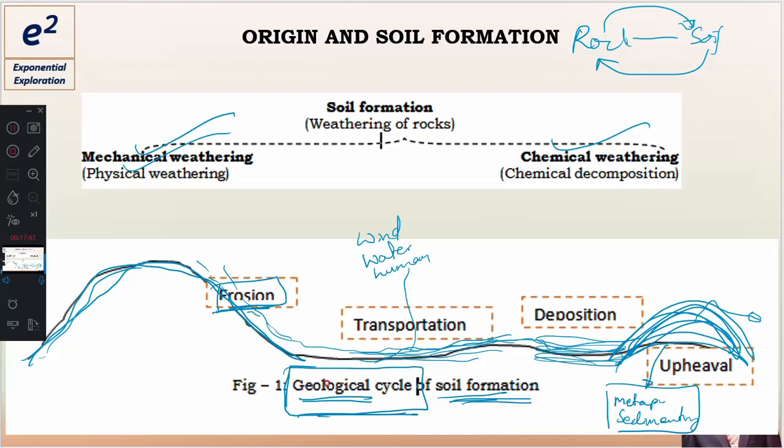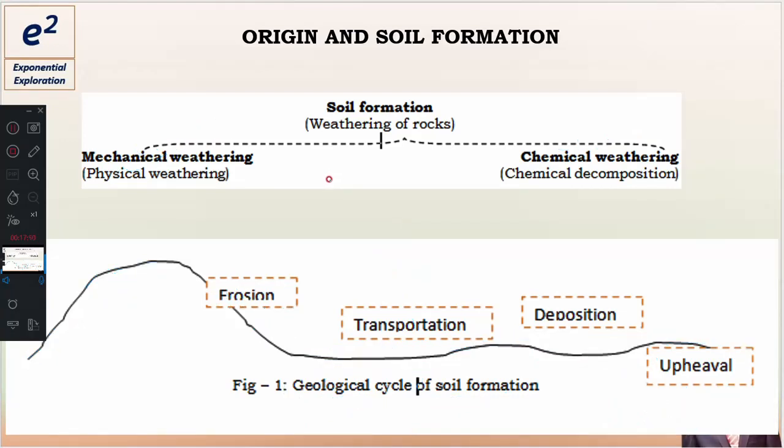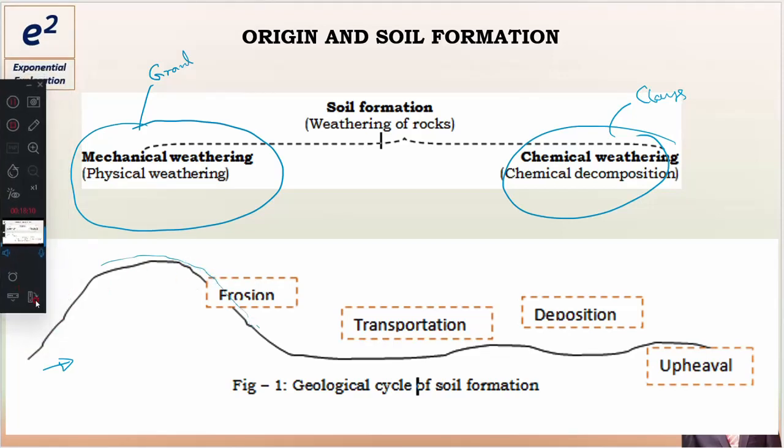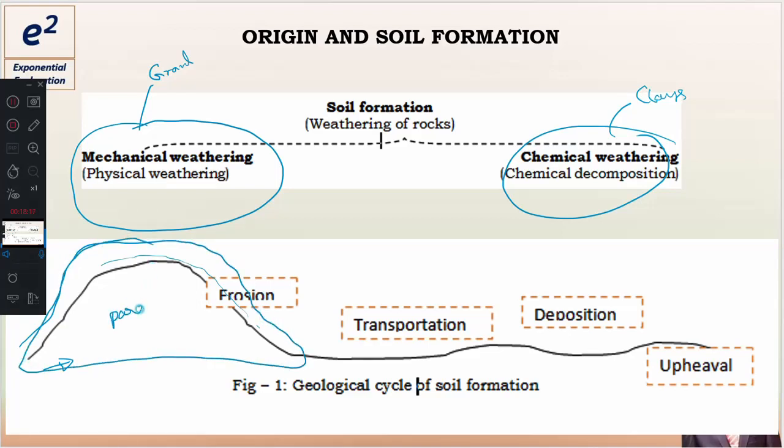Understood? Now here you have to remember this. In this slide you have to remember very important points. The first point is that mechanical weathering leads to granular structure, and chemical weathering leads to a clay type of structure. The second point from this diagram we have to remember is that when the soil forms, a few parts of the soil will stay near the parent rock. Let us consider this as a parent rock.